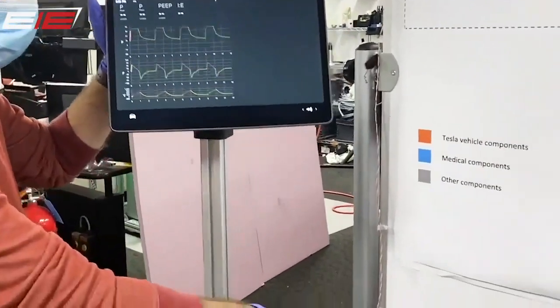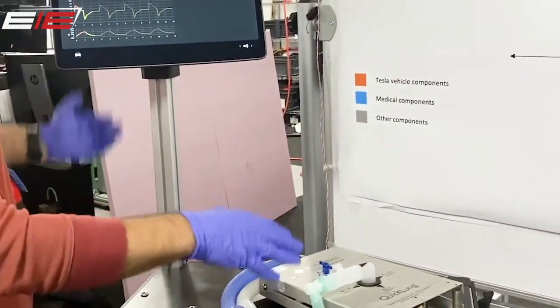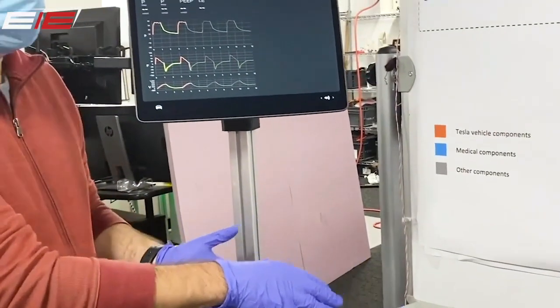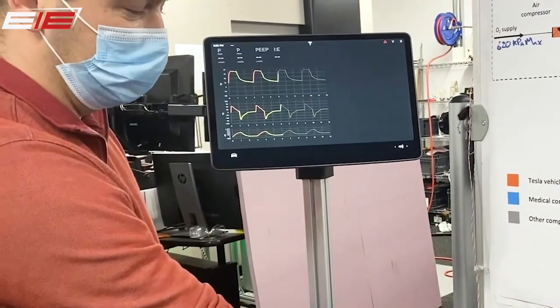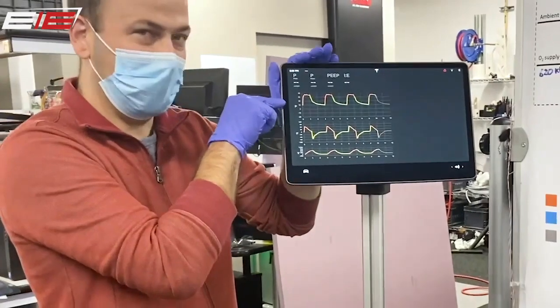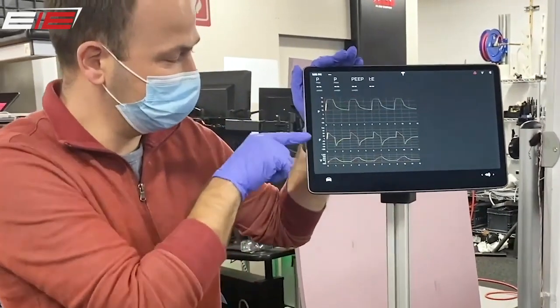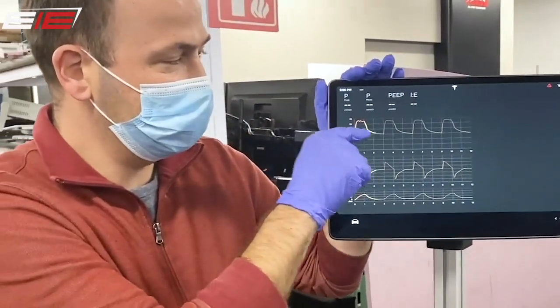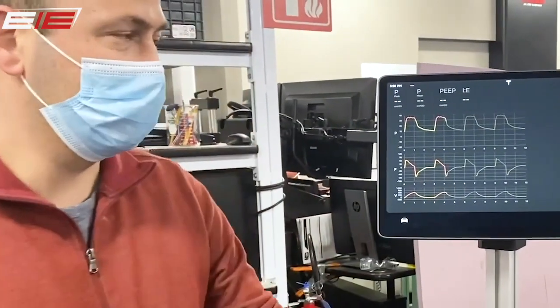First of all, we've got a respiratory simulator right here. It's basically simulating what a lung does. It has various amounts of compliance and is breathing. That breath is actually being plotted out up here. We have 3 plots for pressure, flow, and volume. And you can see the line moving across as the lung is breathing.